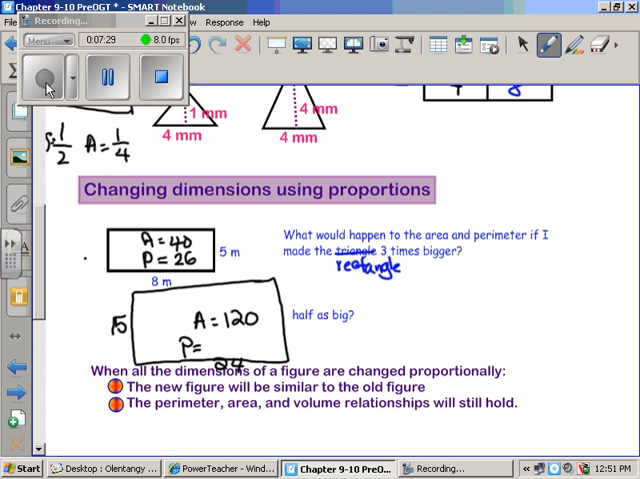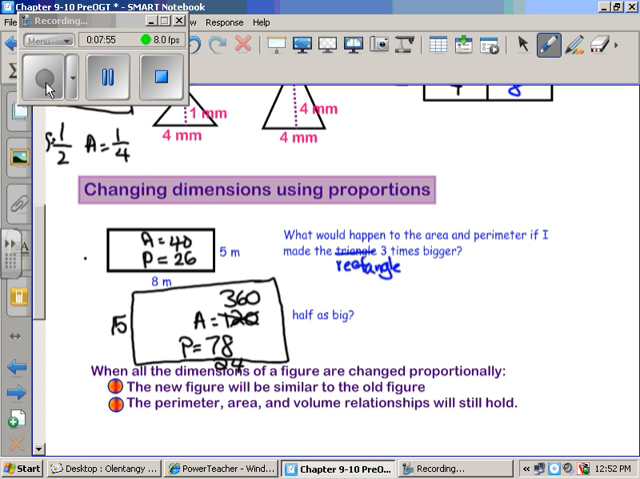Okay? And what's the perimeter going to be? 24 plus 24 is 48. 15 plus 15 is 30. 78. Okay? How much bigger is that perimeter than that one? 3 times bigger. Sides got 3 times bigger. Perimeter got 3 times bigger. What's the area of this shape? Yeah, it's 360. Right, it's 9 times bigger.